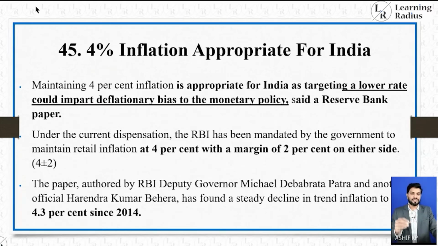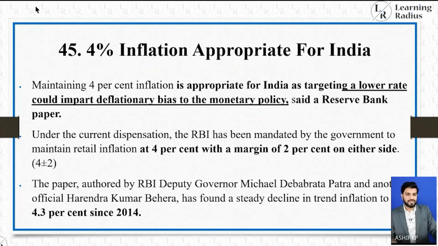Next discussion is 4% inflation appropriate for India. Maintaining 4% inflation is appropriate for India's targeting. A lower rate could impart deflationary bias to the monetary policy, said a Reserve Bank paper. Under the current dispensation, the RBI has been mandated by the government to maintain retail inflation at 4% with a margin of 2% on either side. The paper authored by RBI Deputy Governor Michael Debabrata Patra and another official Harendra Kumar Behera has found a steady decline in trend inflation to 4.3% since 2014.